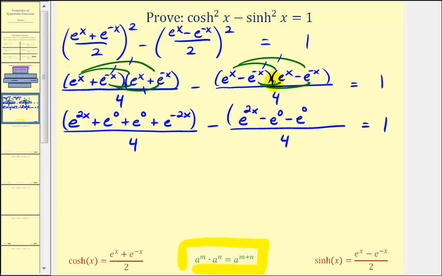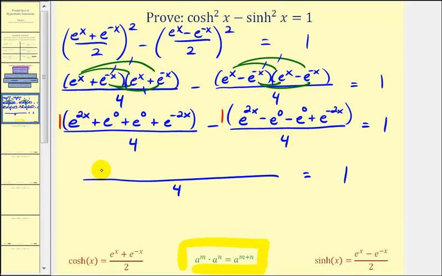And then finally we have negative e to the negative x times negative e to the negative x, which would be positive or plus e to the negative 2x. Again, this negative 2x came from adding negative x and negative x. Now for this next step, we want to clear the parentheses, and then we can go ahead and combine the numerators because we have a common denominator. So we'll have a single fraction with a denominator of 4. And to clear the parentheses, we can think of distributing a 1 here, but since we have a minus here, we can think of distributing a negative 1 to clear the second set of parentheses.